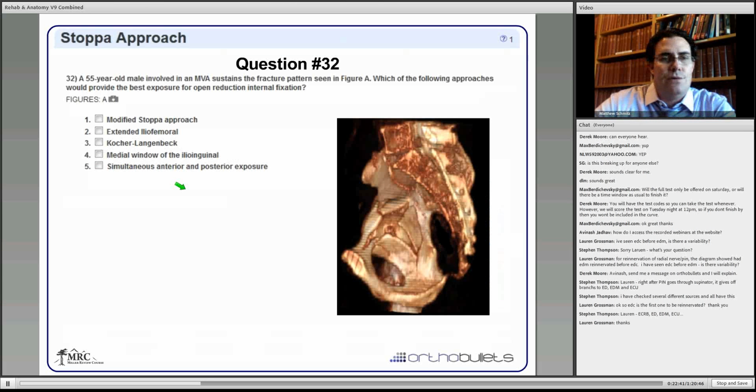A 55-year-old male is involved in a motor vehicle accident and sustains the fracture pattern seen in Figure A. Which of the following approaches would provide the best exposure for open reduction and internal fixation? So first you have to recognize that this question is looking at an acetabular fracture that has involvement of your quadrilateral plate, and that's seen in this area here. So now the next question is, well, which approach will get me access to the quadrilateral plate?